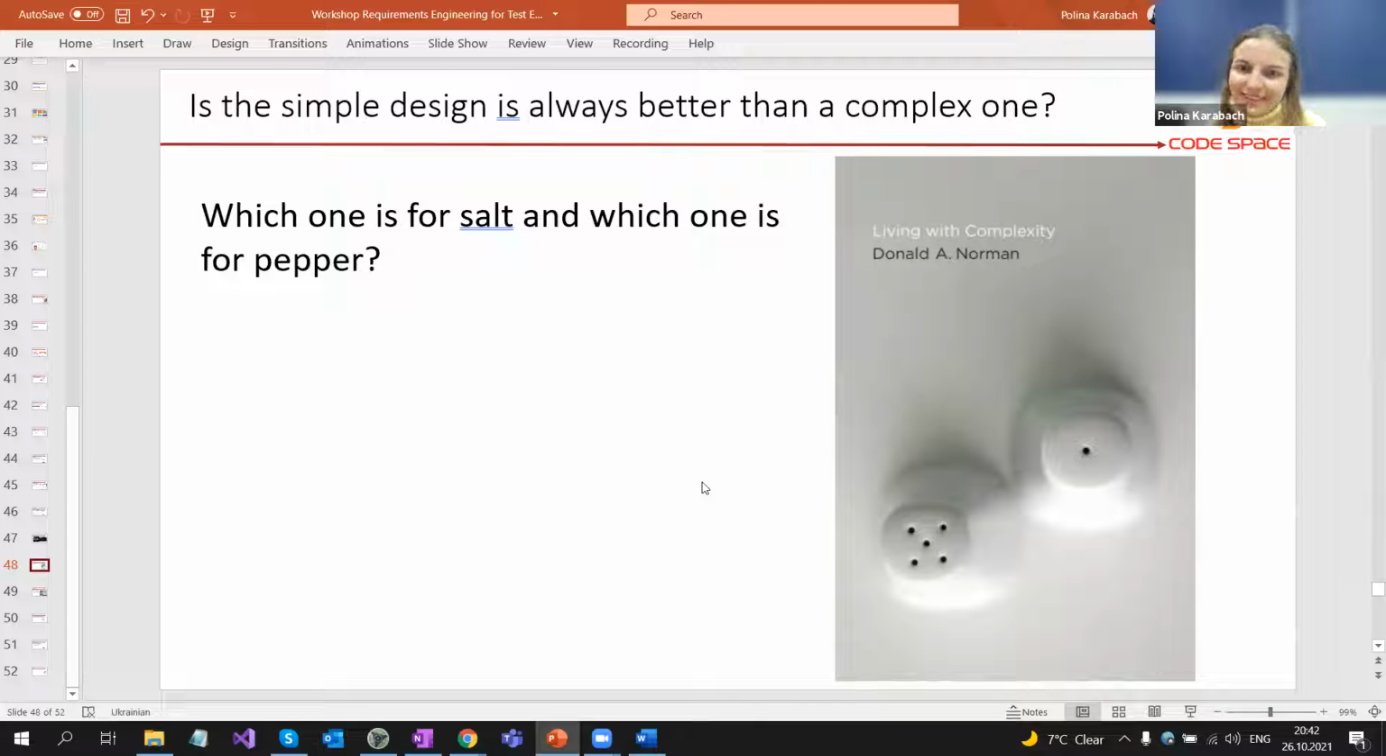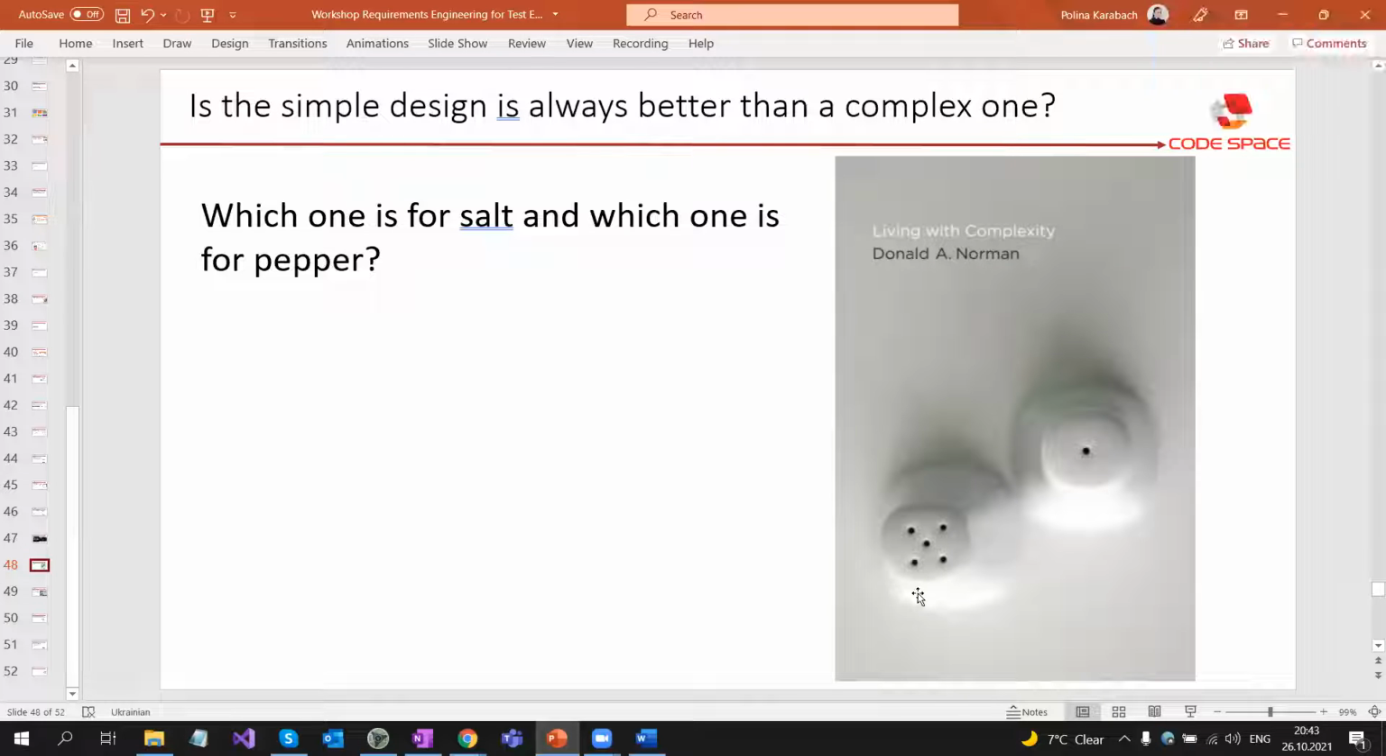Any guesses? Do you think this one is for the salter? Salt. I also think salt. And why? Because you normally need more salt than pepper as a spice for any dish. Okay, all right. So the answer is, well, it's not very defined.